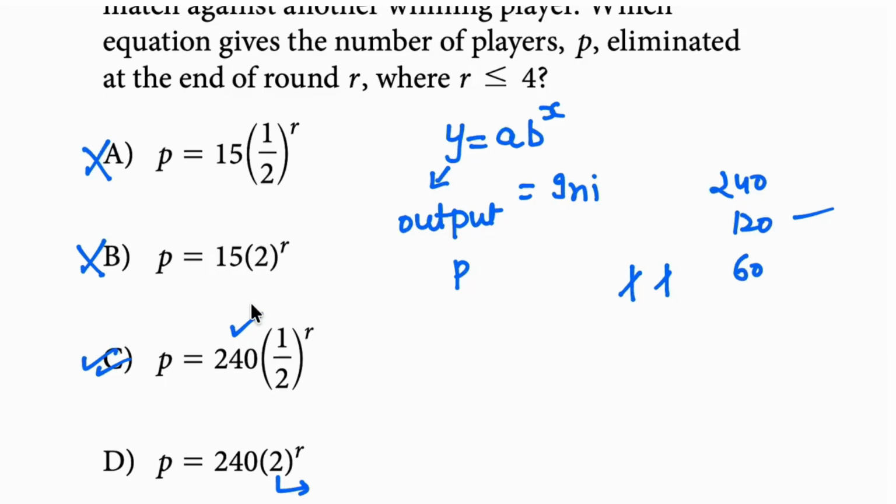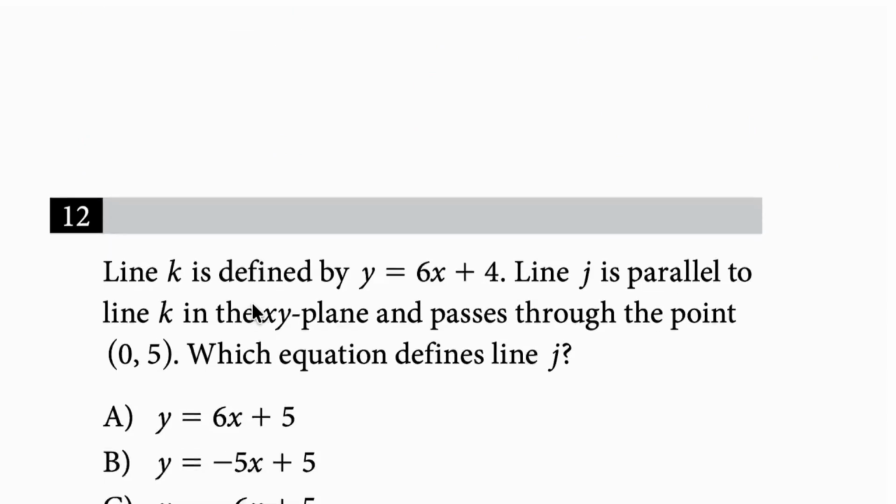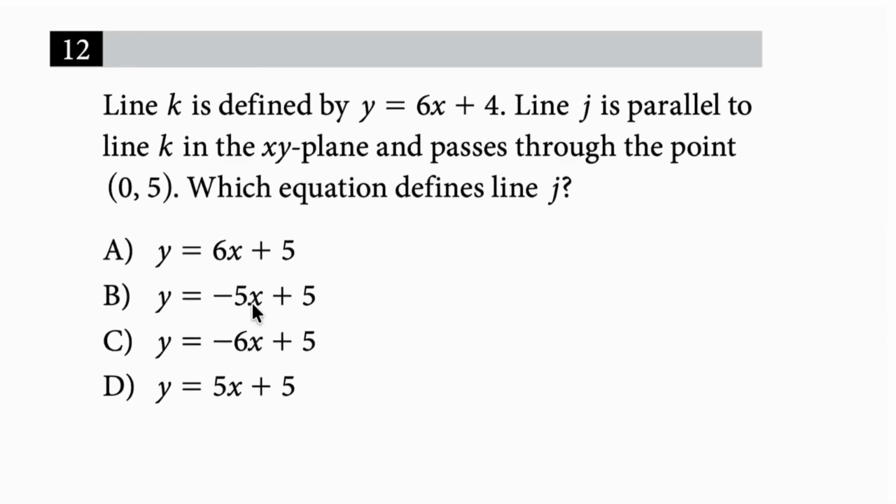Understand the meaning of the question. Go into the depth of the question. Okay. Line K is defined by y is equal to 6x plus 4. Line J is parallel to line K. Okay, line J, so that is the first information, that line J is parallel to line K, and this is line K.